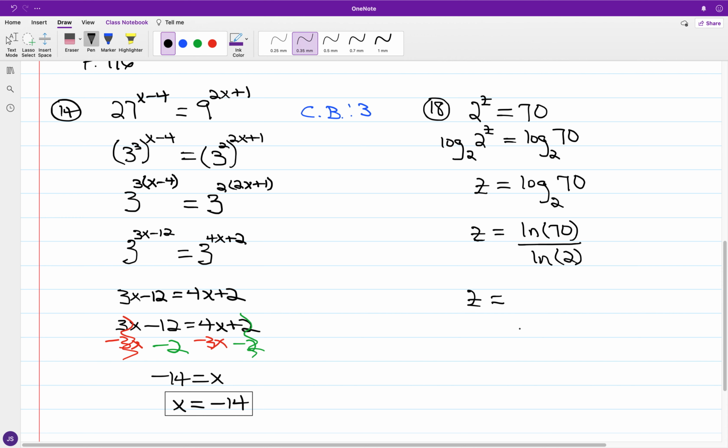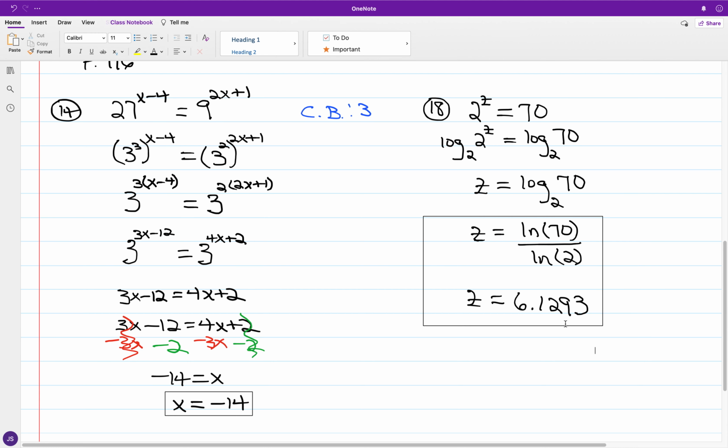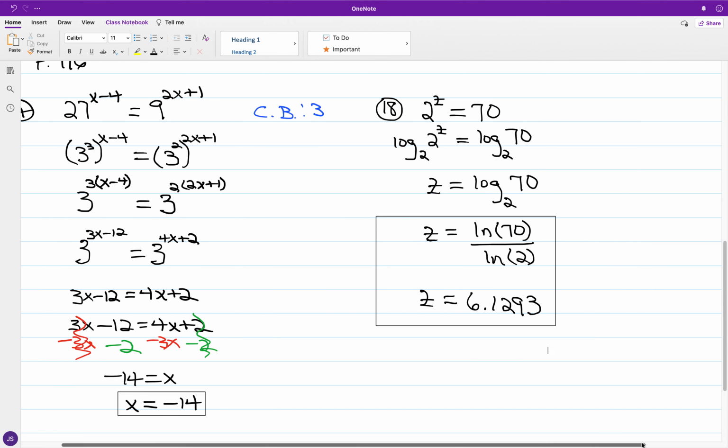And so for z, I have 6.129, and then you got 28. So the 8 signals that the 2 to the left is going to be rounded up if I take the resultant z to the nearest 4 decimal places. And so you got your exact and decimal result, where the decimal to the nearest 4 places is 6.1293.